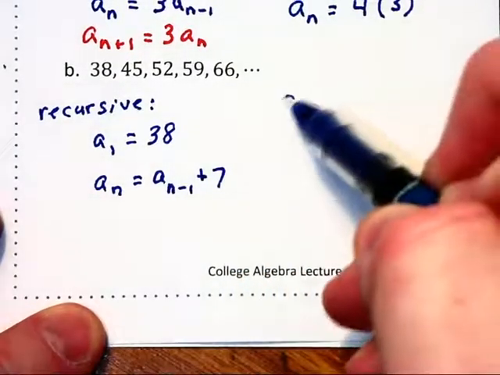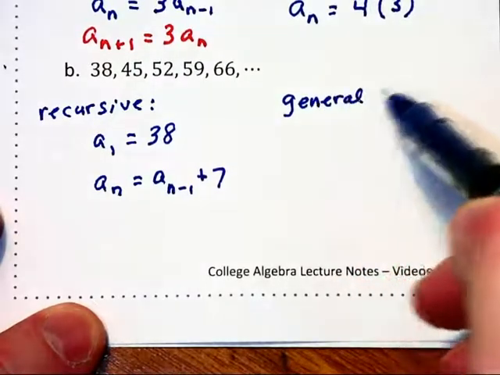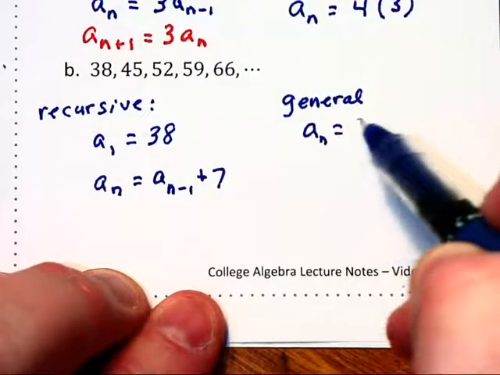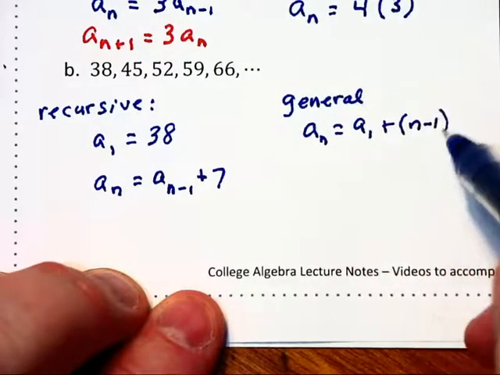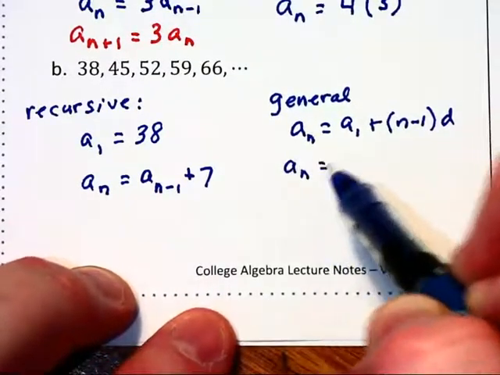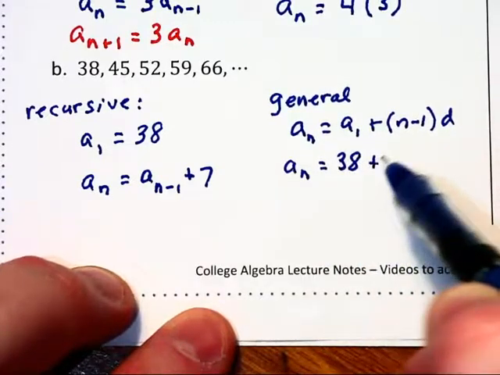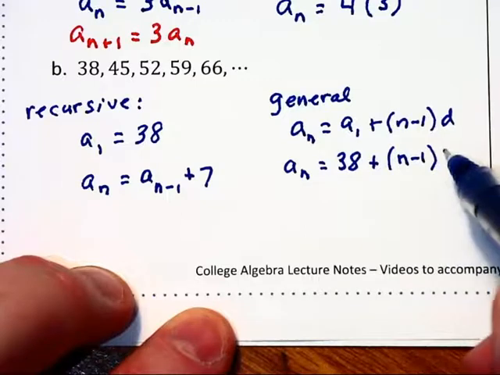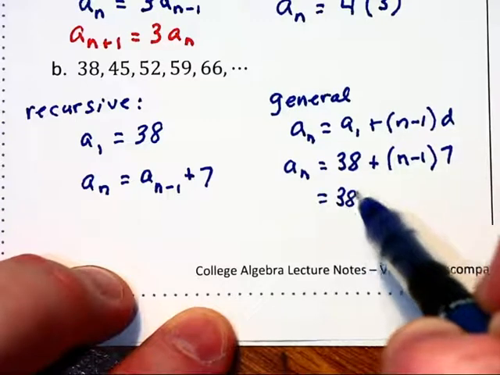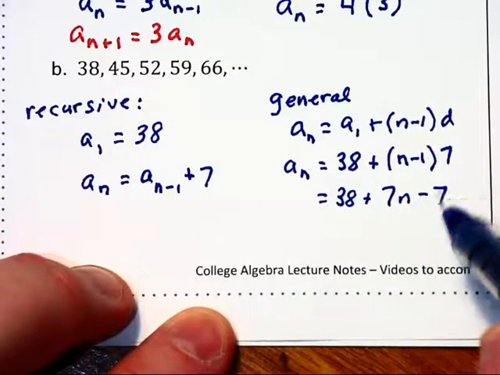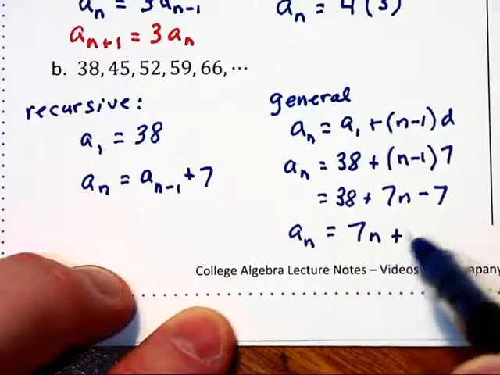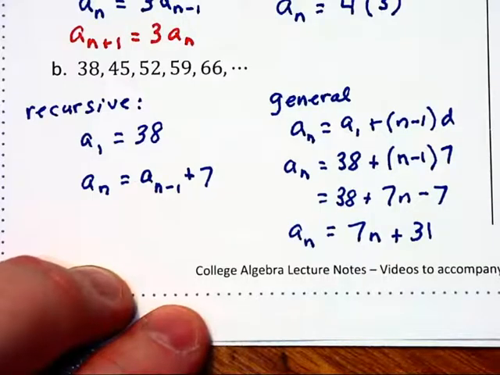If we're looking for a general formula, we would probably start with the nth term formula, a sub n equals a1 plus n minus 1 d, and substitute in what we do know. The nth term is a1, which is 38, plus n minus 1 times 7. This gives us 38 plus 7n minus 7, and so the nth term can be written as 7n plus 31 after you combine like terms.